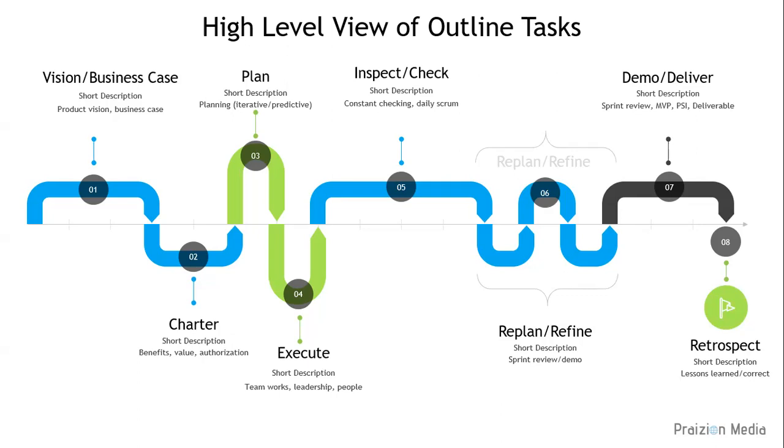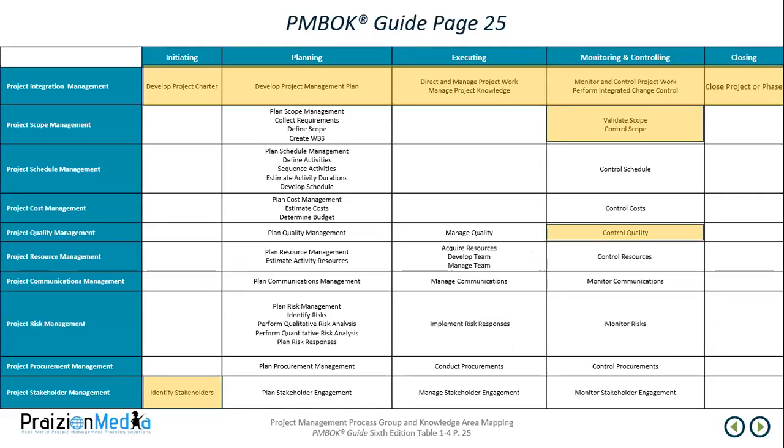So the first framework I want you to keep in mind is what I call the high level view of outline tasks. And this enables you to see every project goes through this, whether it's predictive or Agile. It's a good way of wrapping your mind around the sequence of things. Now, going specifically into what you know as the notorious page 25, there is a framework from here. And that framework, I call it the PMBOK Guide mainline.